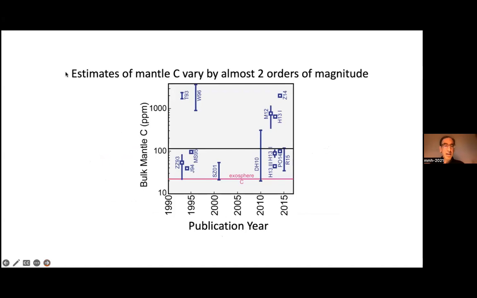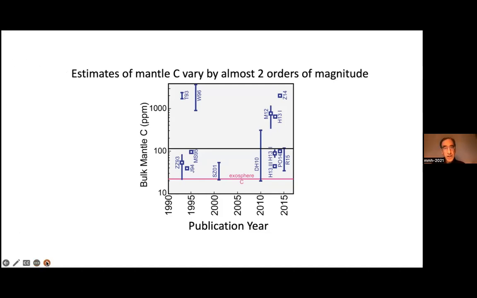Carbon is not like this. Carbon is really quite controversial. And so this is a compilation by publication year of estimates of the bulk mantle carbon. And you can see, first of all, that they vary by almost 2 orders of magnitude, not plus or minus 25%, 2 orders of magnitude. And second of all, that if you look by publication year, there doesn't seem to be any convergence at all, that we don't seem to be getting any better at it.